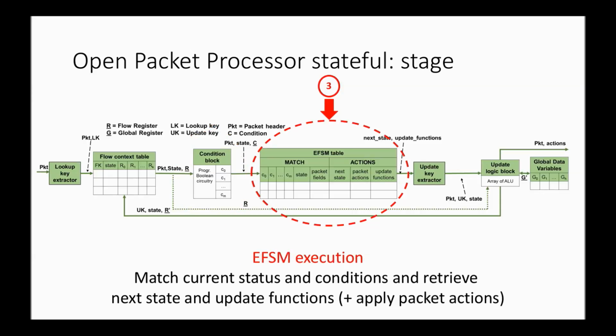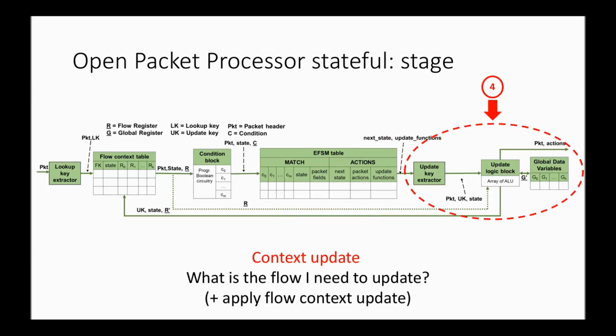The packet header, along with the flow context and the condition array, is processed by the EFSM table, a match action table that, in addition to a set of packet actions, is able to associate to the packet a new state label and a set of update flow context functions. The set of updating functions and the state feedback is executed at the end of the pipeline stage.